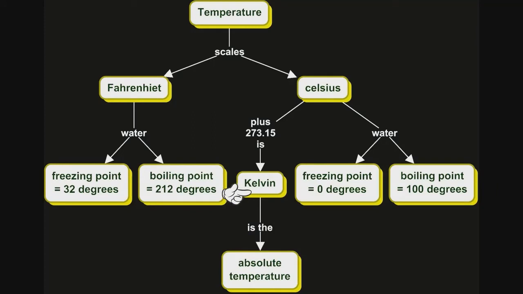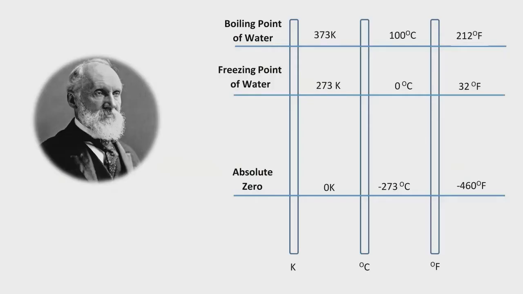The Kelvin scale is derived by adding 273.15 to the Celsius value. Kelvin is the absolute temperature. William Thomson, also known as Lord Kelvin, developed the Kelvin scale and the concept of absolute temperature. In thermodynamics, this is the temperature at which a system has the lowest energy.